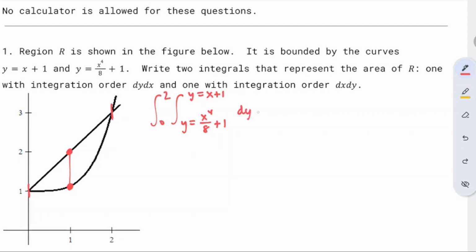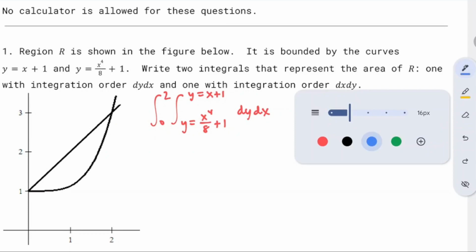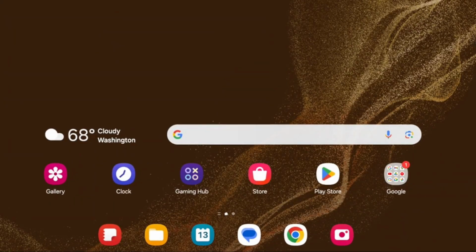Okay, y was on the inside, then x, and if we're talking about the area of a region, we just integrate dA. So integrate dy and dx. So get rid of those. That's one. For the other one, I'll switch to blue.